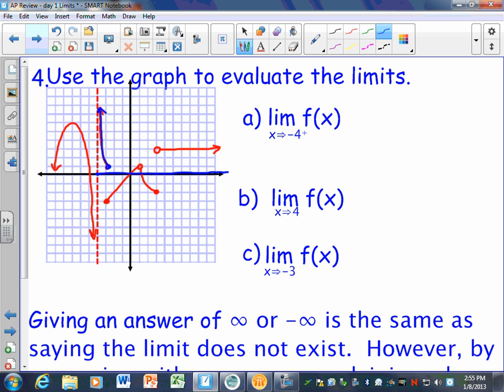It's not approaching a y value, right? It's just getting bigger and bigger and bigger. So we can actually give two answers here. I think the best answer here would be infinity, because it's just growing larger and larger and larger. You could also say no limit, because it's not really reaching a specific value. And we'll talk about that at the bottom in a minute, about one-sided limits and giving answers of infinity. So infinity or no limit exists would both be acceptable.